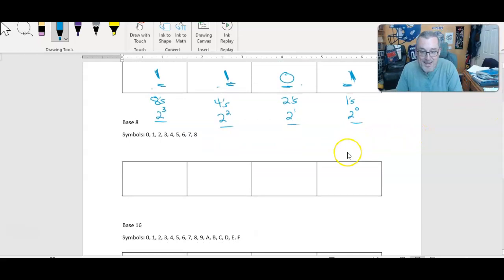Now what about in base 8? Now there's 8 symbols to keep track of here: 0 through 8. I'm sorry, 0 through 7. I should have known that one. 1, 2, 3, 4, 5, 6, 7, 8. There we go. 0 through 7 in base 8.